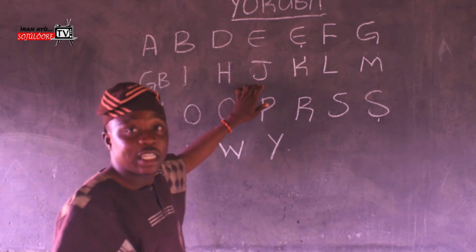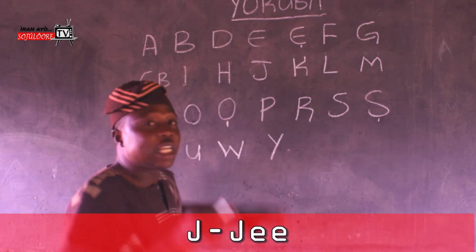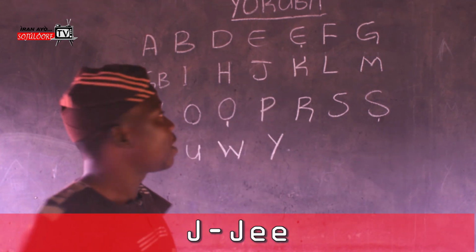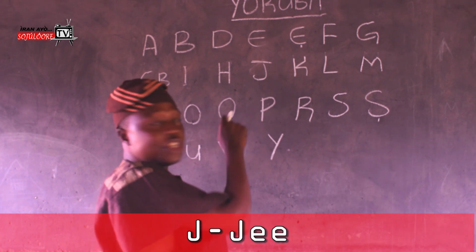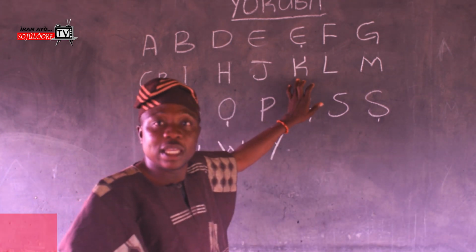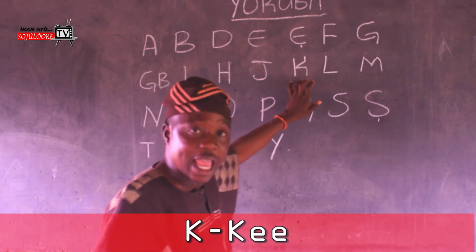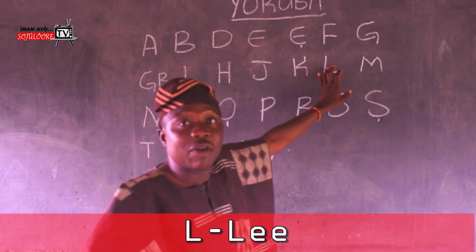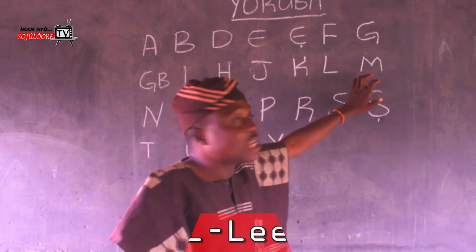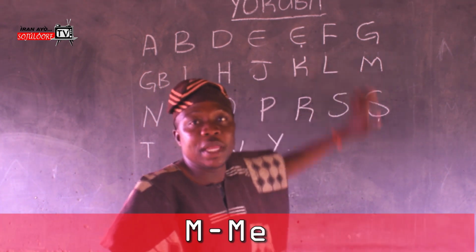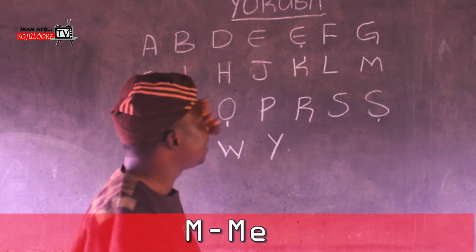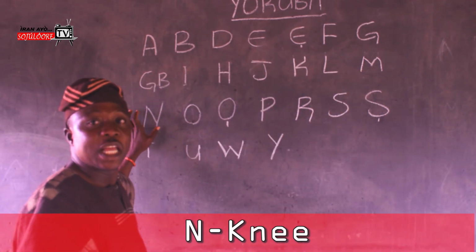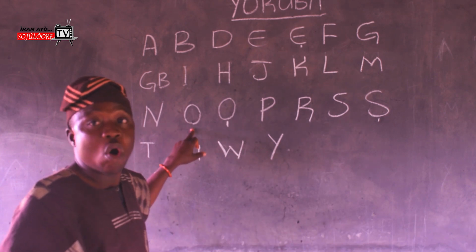The next one is J. In English language they call it J, but in Yoruba language you call it J. The next one is K. In English language they call it K. The next one is L. In English language they call it L. The next one is M. In English language they call it M. The next one is N. The next one is O.